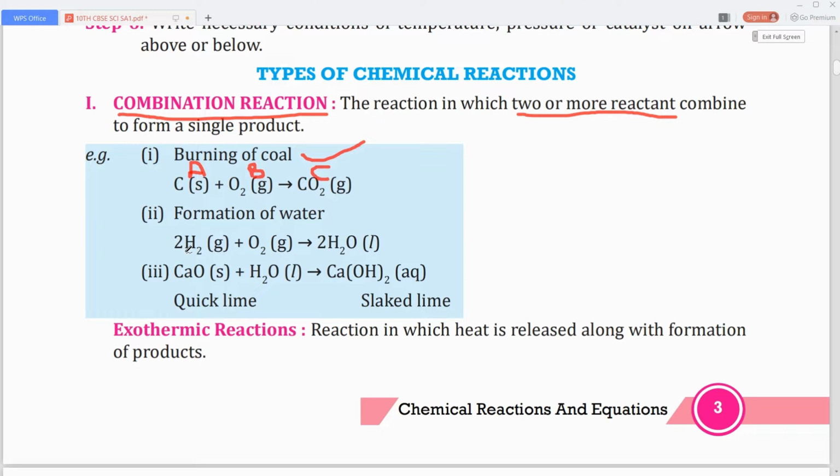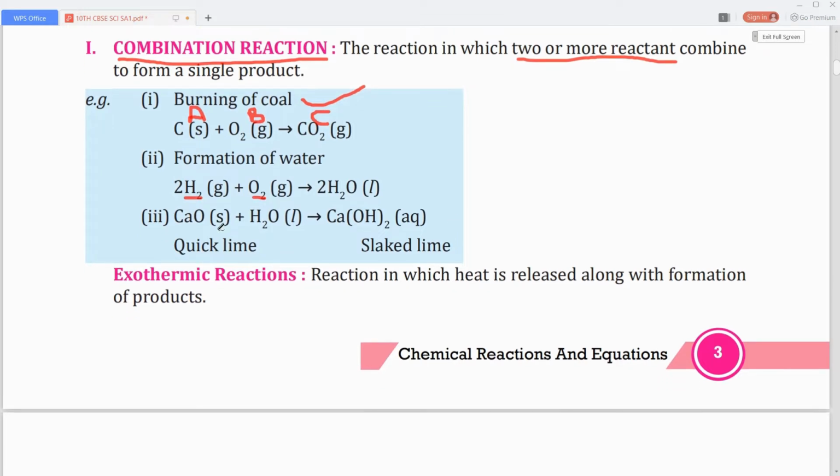Another example of combination reaction is formation of water. In the formation of water, hydrogen and oxygen combine to give water, that is H2O. In brackets we are writing the state. Yesterday we discussed the states, that is gas and liquid. So there are three examples.